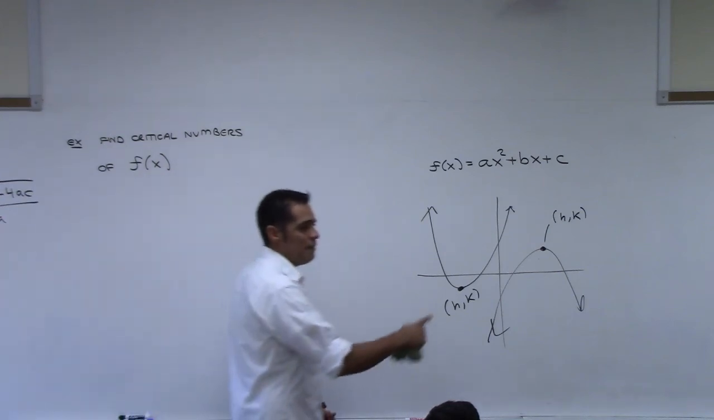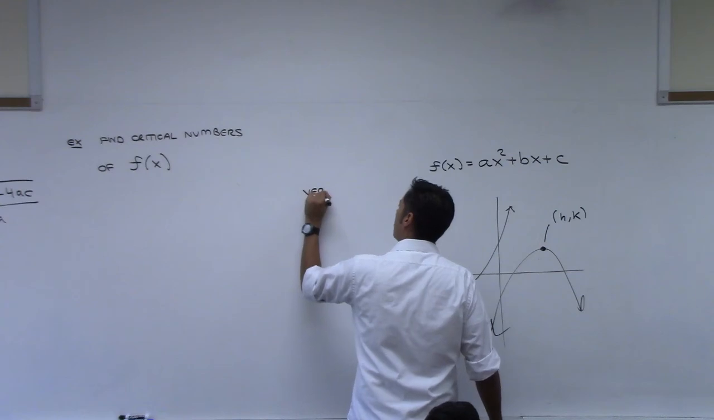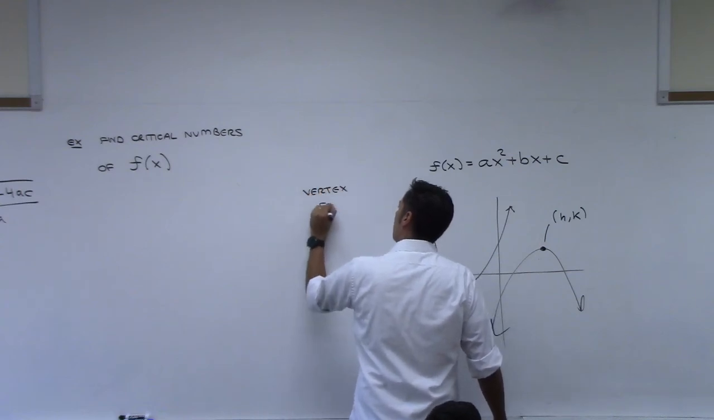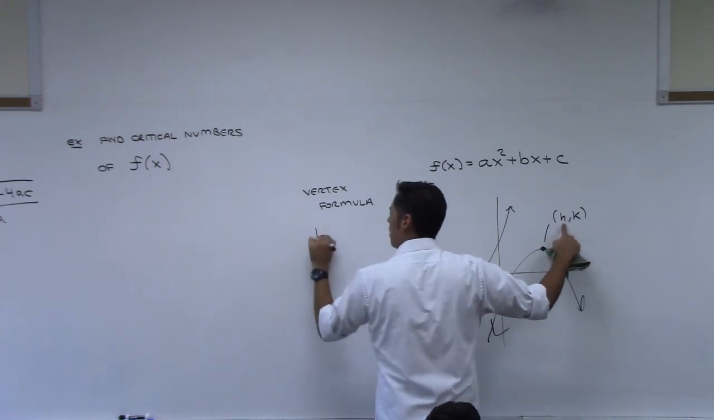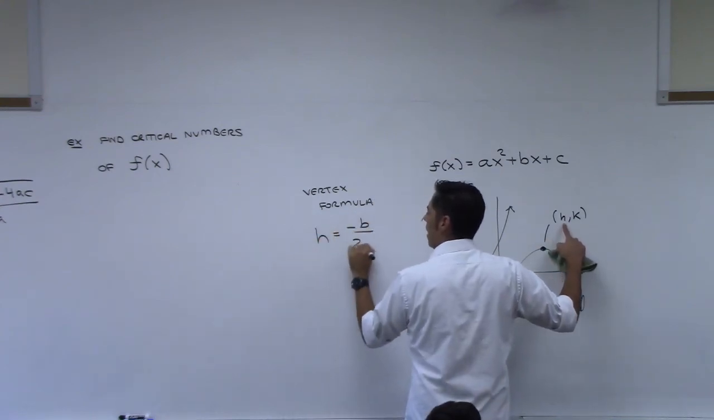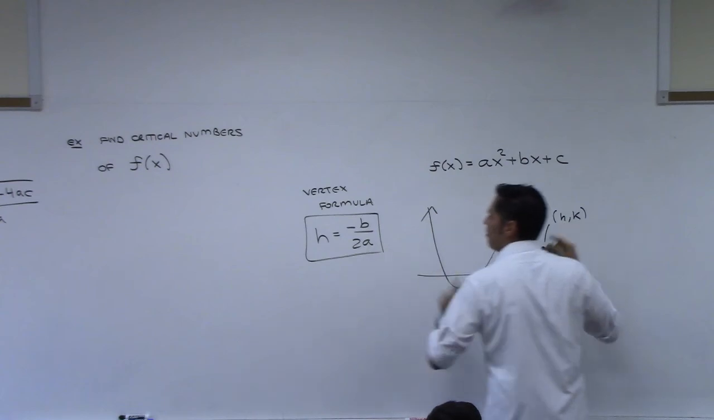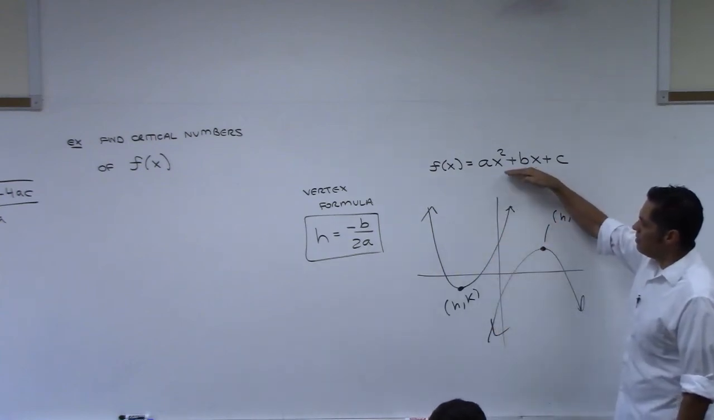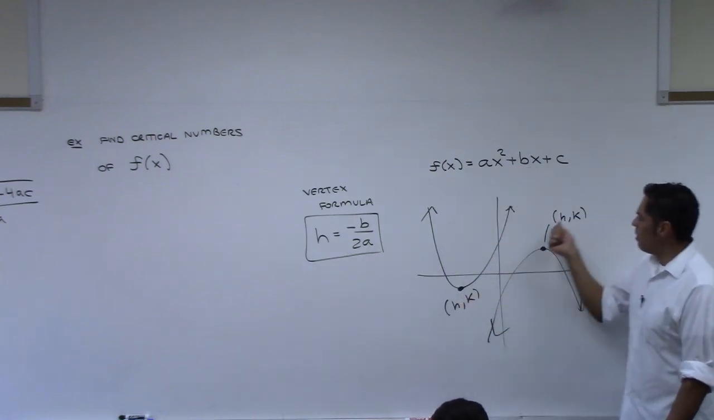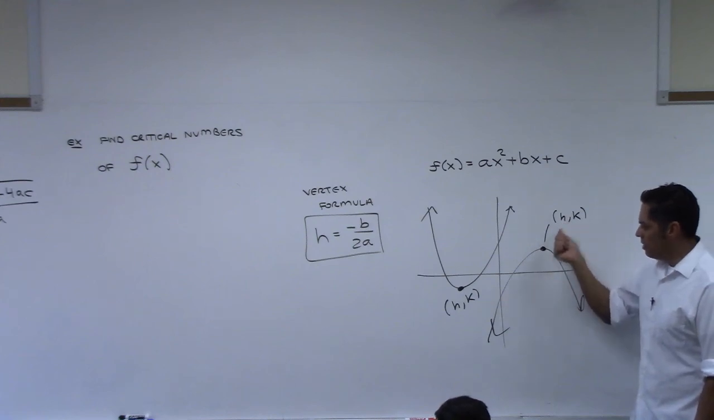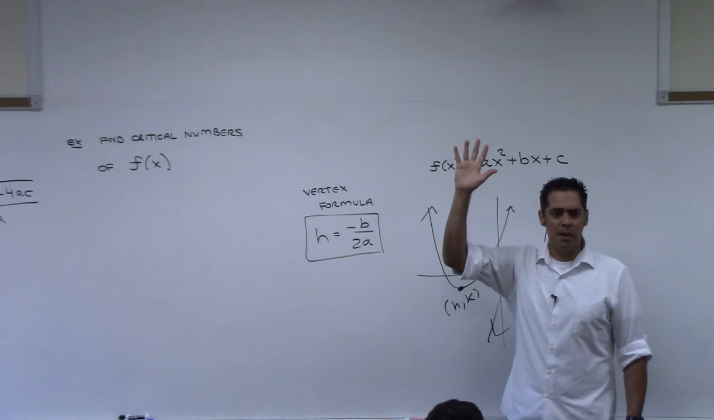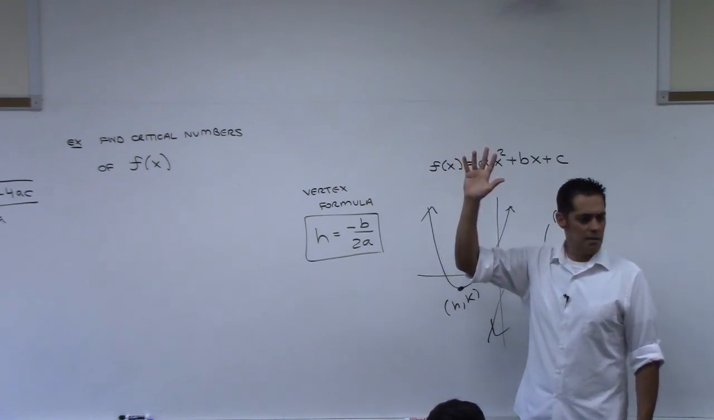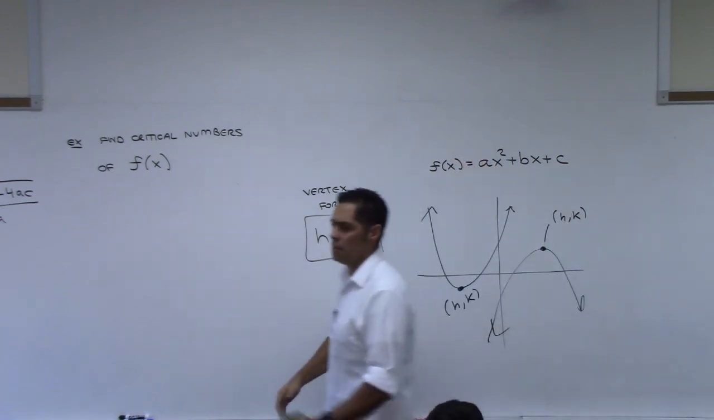Do you remember a formula called the vertex formula that said that the h is always negative b over 2a? That's what I really wanted to know. When you look at parabolas, if you want to find the lowest or highest point, the h here, which is the x coordinate, will always be negative b over 2a. Show of hands. Anyone remember that formula? Okay, all right, that's enough of you.